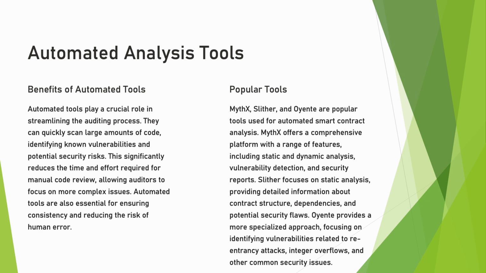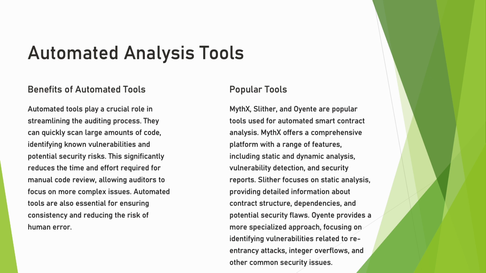Automated tools play a crucial role in streamlining the auditing process by quickly scanning for known vulnerabilities, reducing time and effort for manual review. They are also essential for ensuring consistency and reducing the risk of human error. Popular automated tools include Mythril, Securify, Slither, and Oyente, which are used for automated smart contract analysis. Mythril offers a comprehensive platform with a range of features like static and dynamic analysis, vulnerability detection, and security reports.